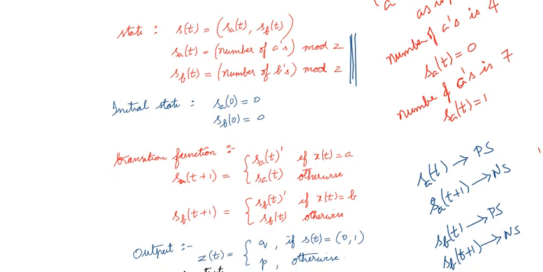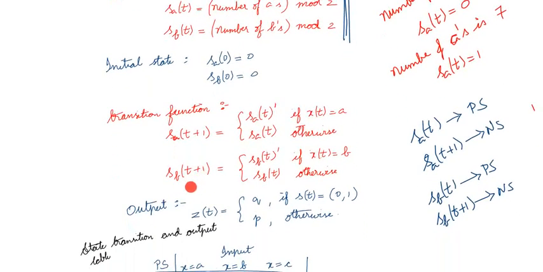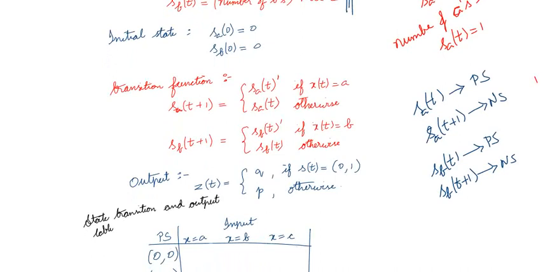The same thing I can say for SB of t plus 1, right? If X of t is equal to B, when the new value is B, what happens? An even sequence, when another B comes, becomes odd. When another B comes, odd becomes even. Thereby SB of t will keep on complementing, zeros and ones. SB of t otherwise. Now, as I said earlier, what is the output? Z of t is equal to Q if the state is equal to 0, 1.